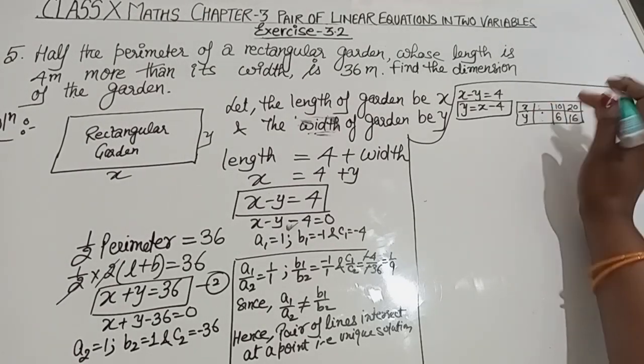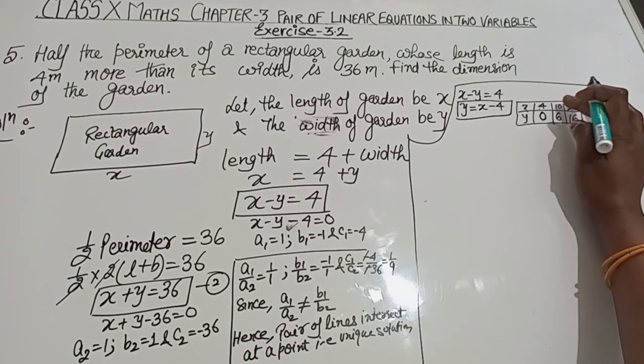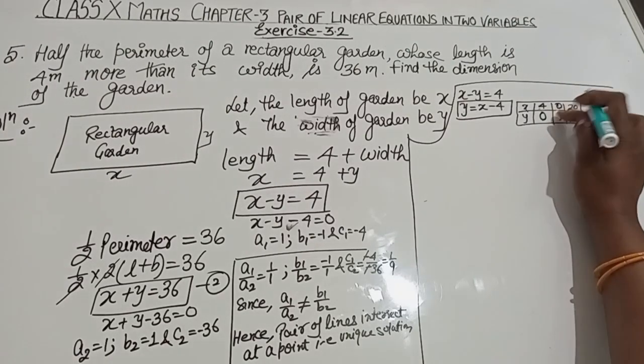So for 20, I'll take the 4. So this is 0. If we are talking about 0, what we get is minus 4.